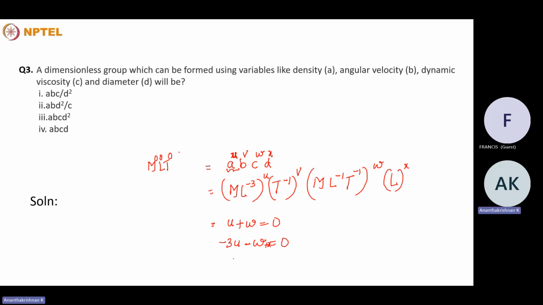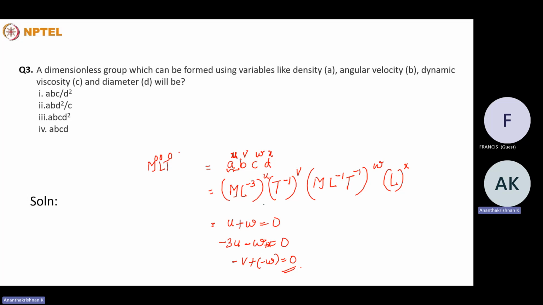And for the time, what we could see is that it is minus v minus w equal to 0. So by solving these three equations, we can get the values of u, v, w, and x. The easy option that we can use is that the options are given, and correspondingly we can substitute which out of the following four will be giving you a dimensionless group.